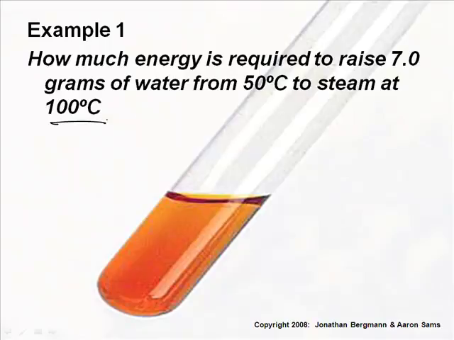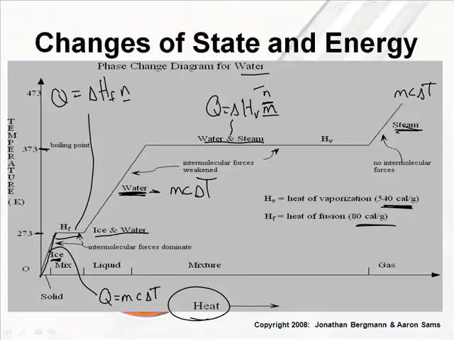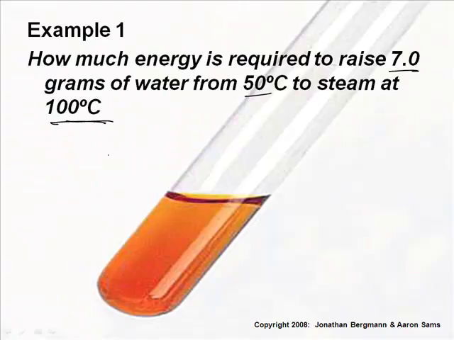All right, so now let's review how to do this. How much energy is required to raise 7 grams of water from 50 to 100 degrees Celsius? If you go back to that graph, you're just going from 50 degrees Celsius, which is about right here, to 100 degrees Celsius. So the equation that applies is just mc delta T. So you do Q equals mc delta T, and we're working with water.